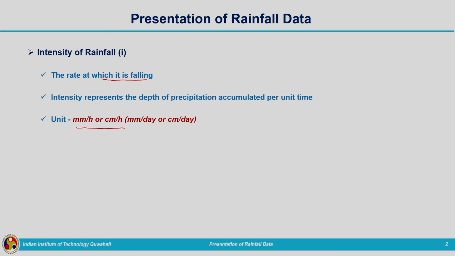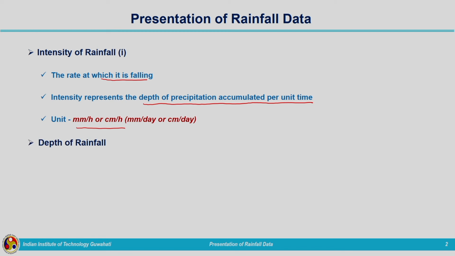It can be in millimeters per hour or millimeters per day depending on the time duration we are considering, or in centimeters per hour or centimeters per day, or on a monthly basis, in centimeters per month. So, the intensity represents the rate of precipitation accumulated per unit time. How much rainfall has occurred for a particular duration of time, that is what is termed intensity of rainfall.